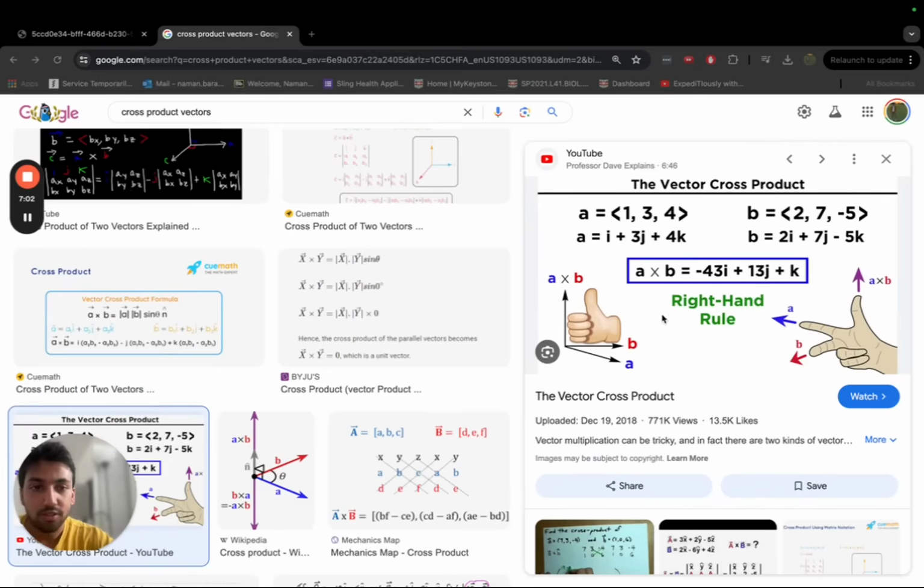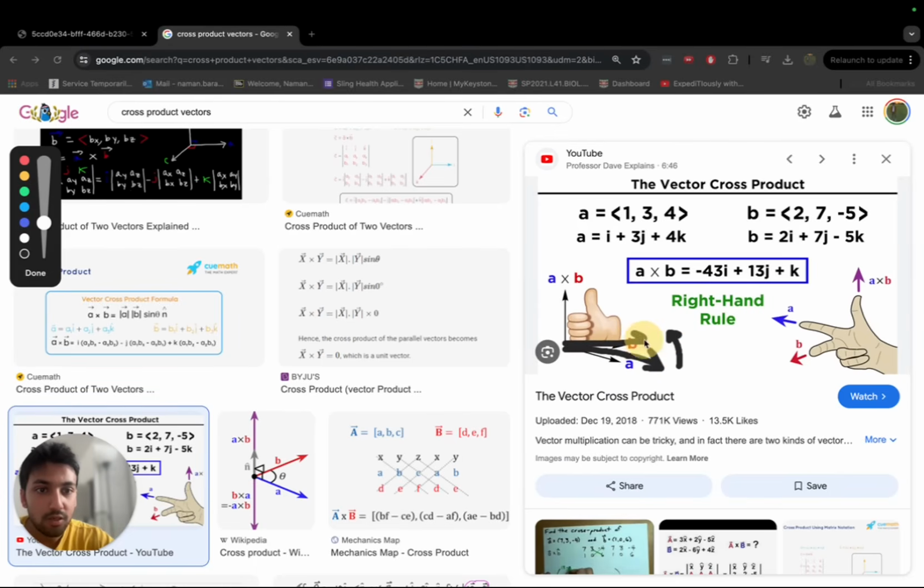All right. In this example, let's see if I can show you by drawing over it. This is the direction of A, and then we curl our hand this way to get the direction of B. So now our hand should have curled this way. And then our thumb is telling us which direction the cross product vector is pointing in. So that's how you do that.